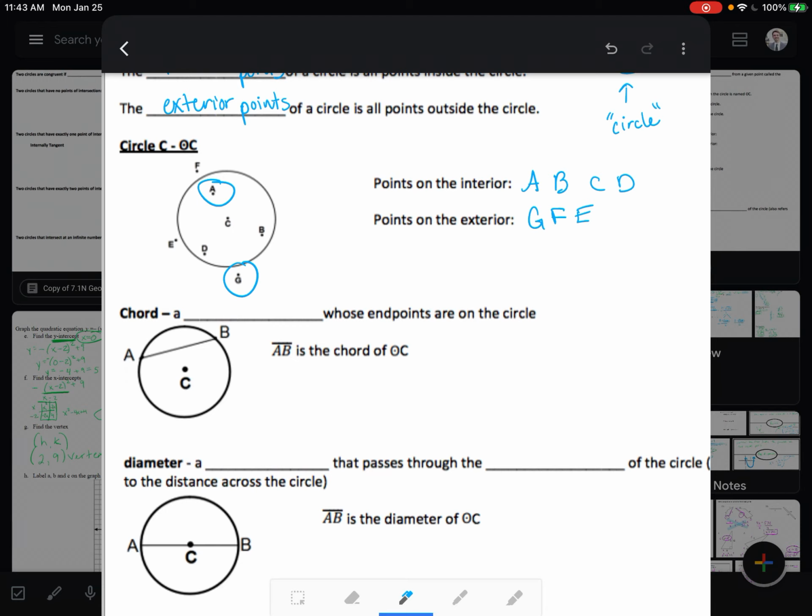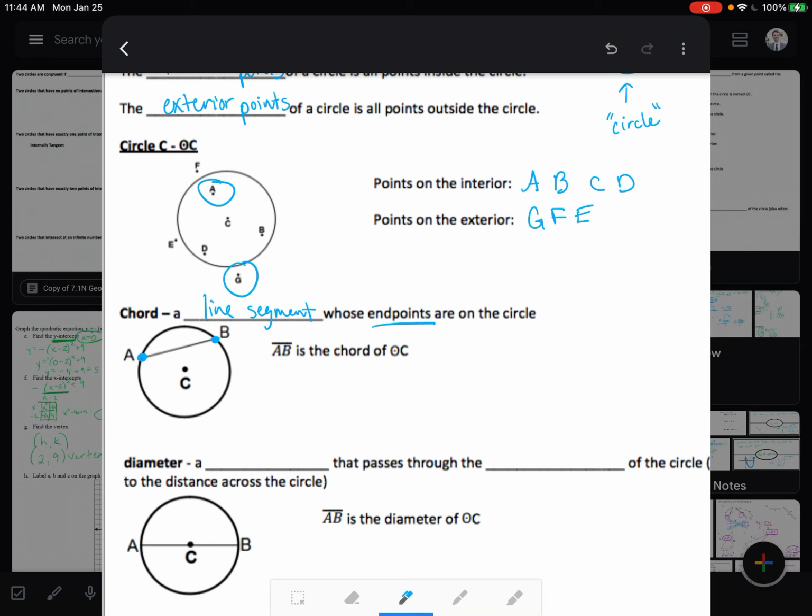Next, chord. That's a line segment, so not a line, but a segment, because it stops, because its endpoints are on the circle. So it has one point and one point here, and both of those are, again, on the circle. That's the only rule for a chord. It can be any combination of things as long as both of its endpoints are on the same circle.